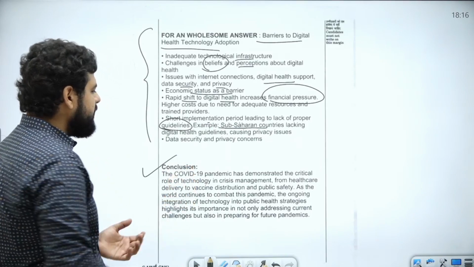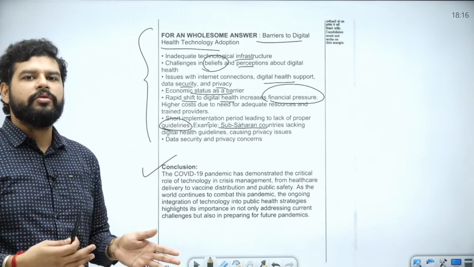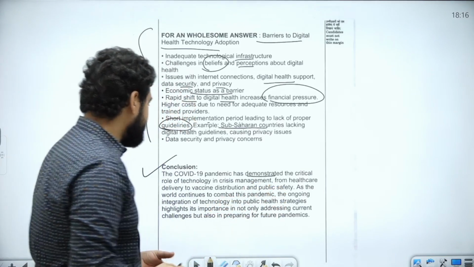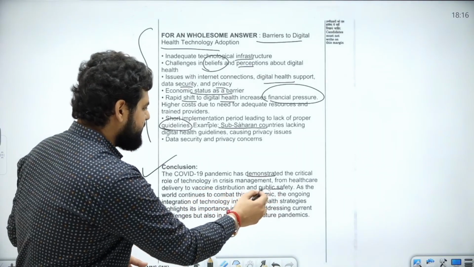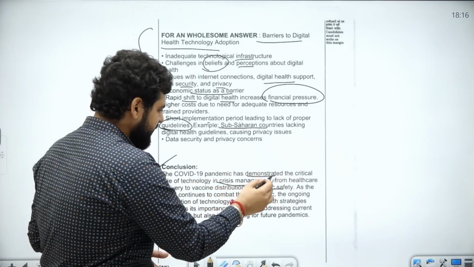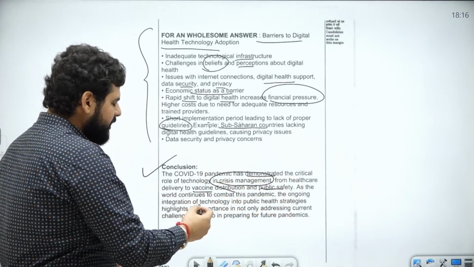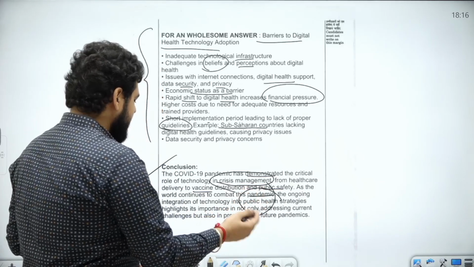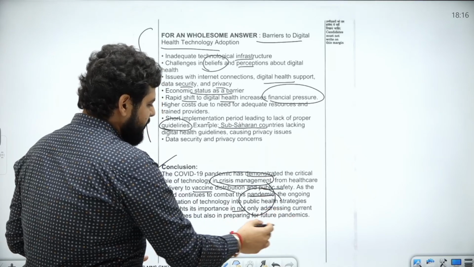So how do we conclude? See, you have to basically connect with the future, because although the pandemic is going on, this has provided us lessons for the future. So you can say it has demonstrated that the critical role of technology basically helps in public safety. You can say the COVID-19 pandemic has demonstrated the critical role of technology in crisis management, from healthcare delivery to vaccine and public safety. Now, as the world continues to combat this pandemic, the ongoing integration of technology in public health strategies highlights its importance, and not only in addressing the current but also in preparing for the future pandemic.